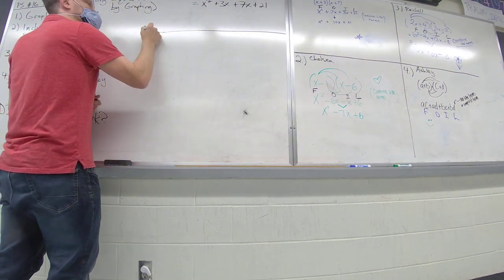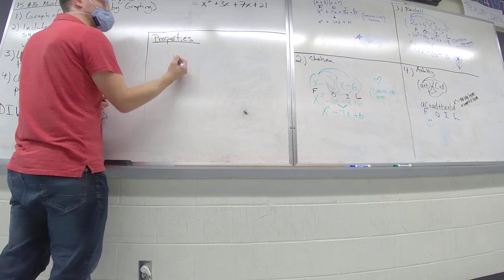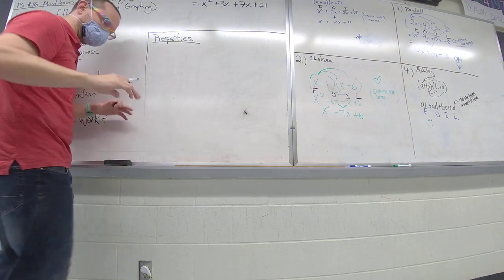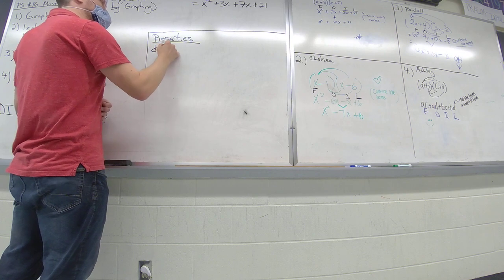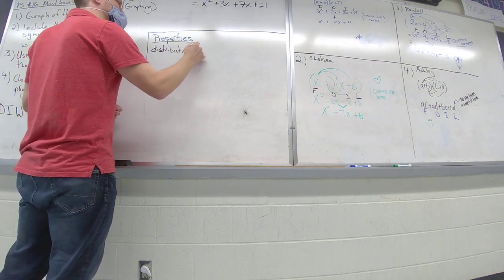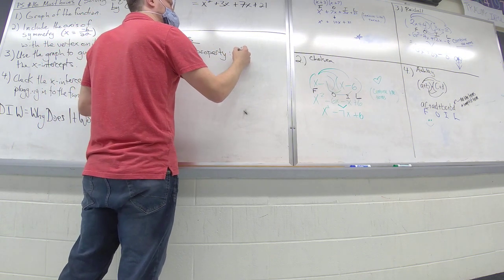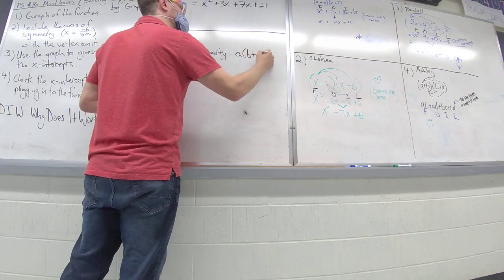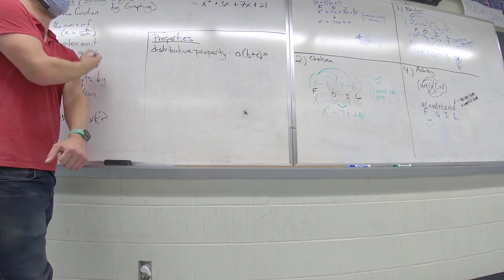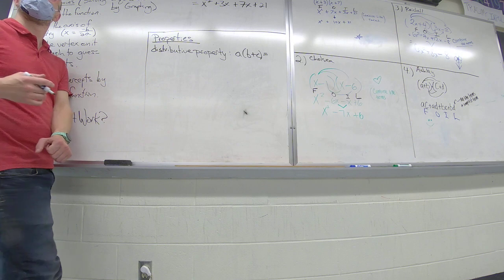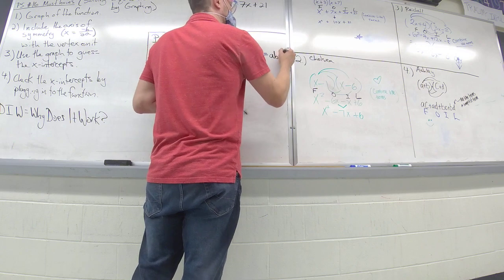So we've got some properties. And this is kind of like our toolbox. The distributive property says that when you have A multiplied by B plus C, that's the same as what? AB plus AC. Okay.